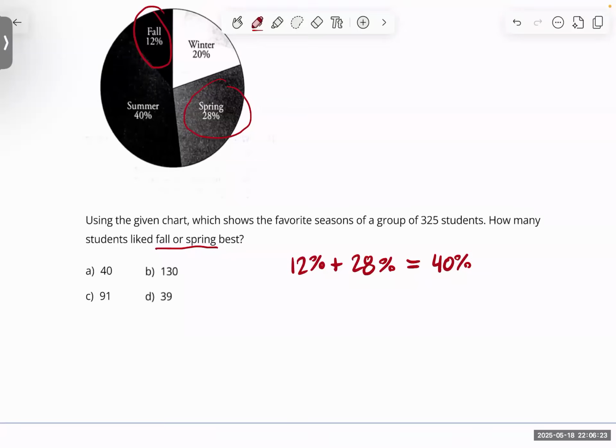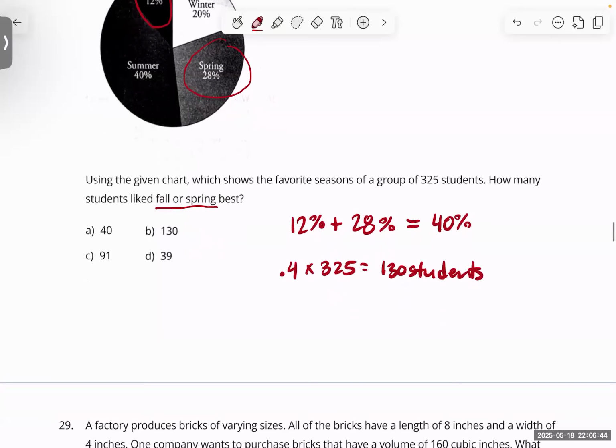You can do it like this. If you're advanced, you can do 0.4 times 325, which is, I need my calculator. I'm a calculator child. Times 325, which is 130 students. So it's B, right?